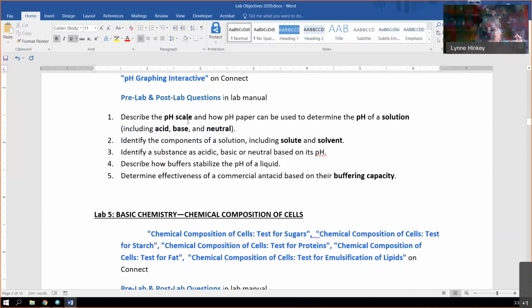I think the biggest confusion, the biggest problem I see on this, is remembering that on the scale, low numbers are acids. So you can be highly acidic, strongly acidic. That doesn't mean it's a high number. That means it's a low number. The lower you go, the more acidic it is. The higher numbers are the basic numbers.